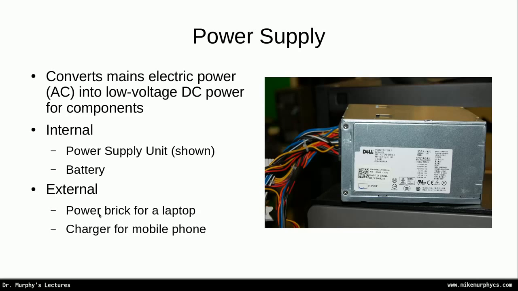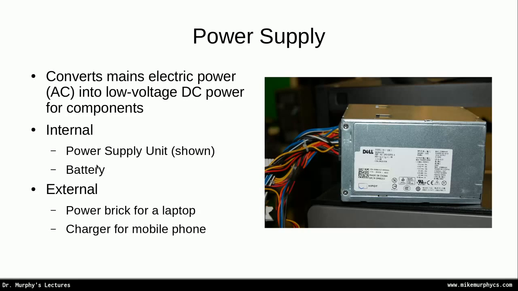A laptop, for example, will use an external power supply. It has a power brick, which is basically a large AC adapter that plugs into the wall and then plugs into a port on the laptop computer. Similarly, mobile devices such as a mobile phone or an MP3 player will have an external charger, and that charger performs the same function. Most of these operate now at USB power levels, which is 5 volts DC, and these chargers convert mains electric power into 5 volts, and that 5 volts is then fed into the device.